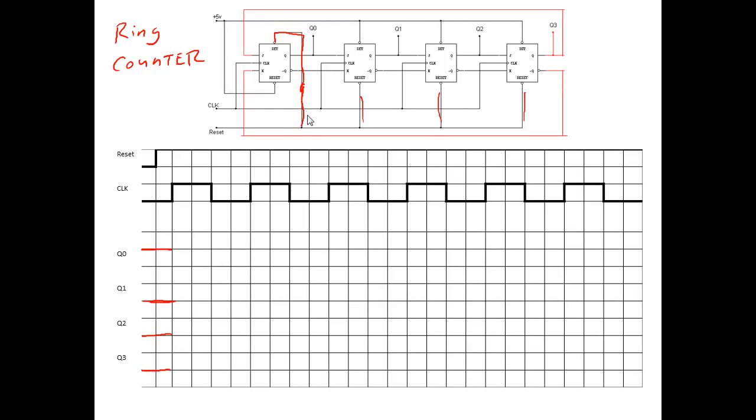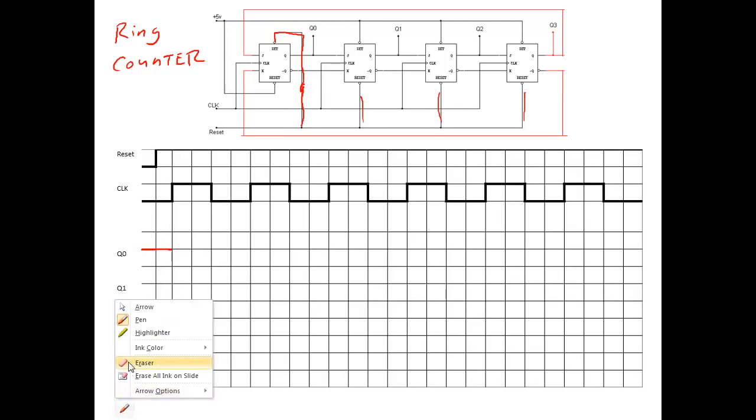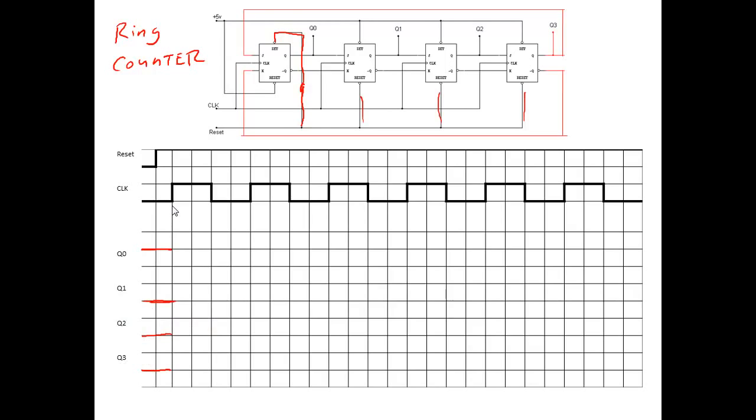So since this reset line right here is going to the set line, we're going to start out at set, reset, reset, reset. So high, low, low, low. Positive edges, so we can go highlight all our positive edges here all the way down, since the clock's tied to all of them.